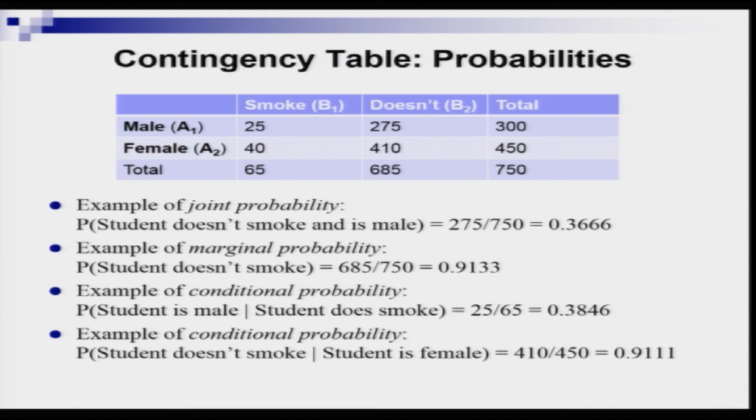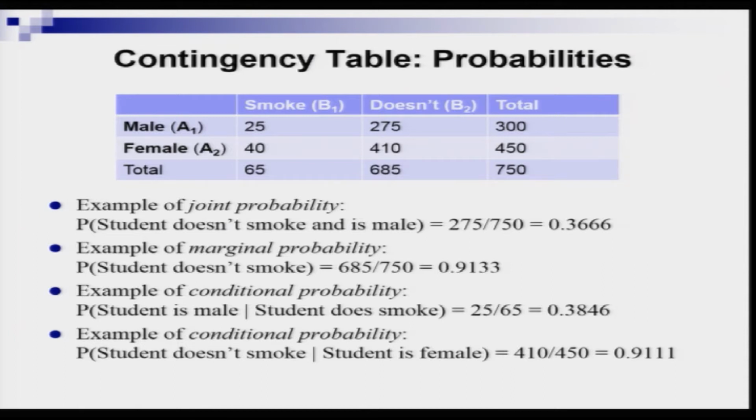Let us move on to the second example, and that is going to be an example of marginal probability. Let us compute the probability that a student does not smoke. In this case we are talking about the probability of an event B2. Here we have to go to the contingency table and figure out the appropriate cell, and the appropriate cell shows me the frequency figure 685. It has to be divided by the total number of elements in the sample, which is 750, and we get a probability figure of 0.91.